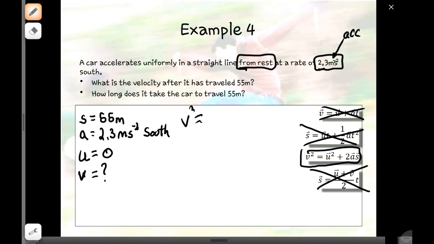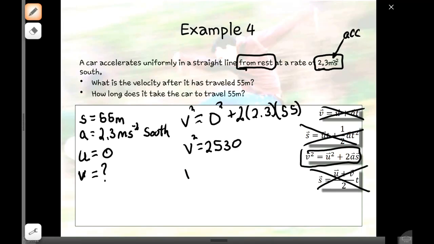So now it's just a matter of pulling it out and plugging in my knowns. So my final velocity squared, which is what I'm looking for, equals my initial velocity squared, so that's 0 squared, plus 2 times my acceleration, which is 2.3, times my displacement, which is 55. Now this will tell me that velocity squared equals 2530. And so I have to take the square root of both sides, so my final velocity equals the square root of 2530, which comes out to be 50.3.